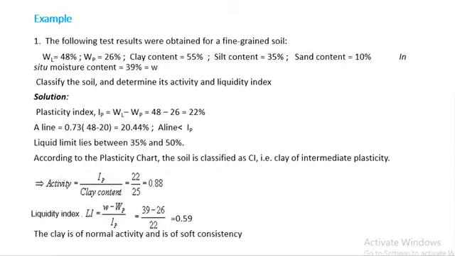And here the formula of A line is 0.73 into WL minus 20, so 0.73 into 48 minus 20, and from there we get the A line is equal to 20.44%. So the plasticity index lies above the A line, which means it's clay. WL lies between 35 to 50, so it's intermediate, so it will be a clay of intermediate plasticity.